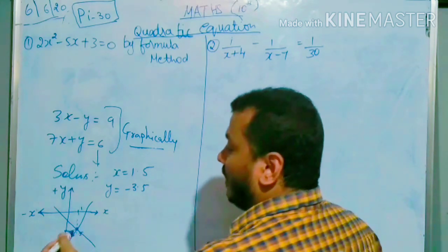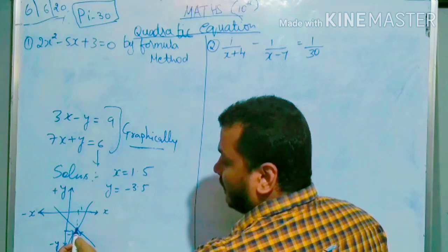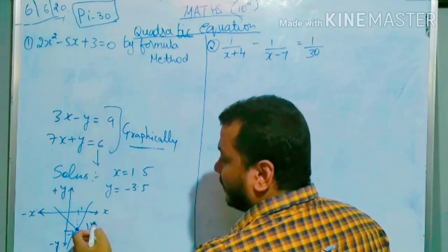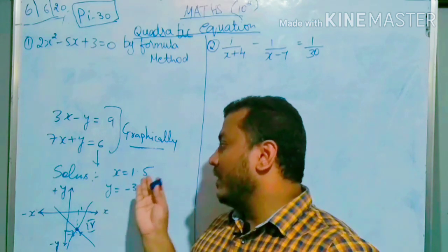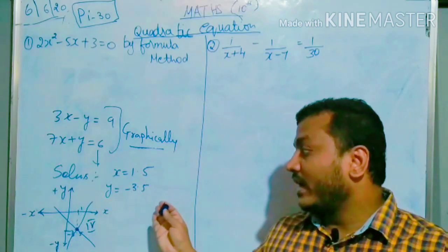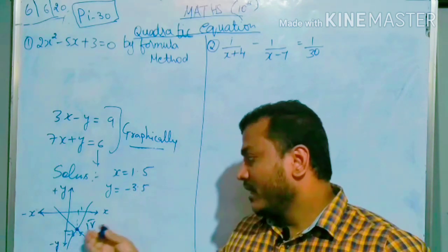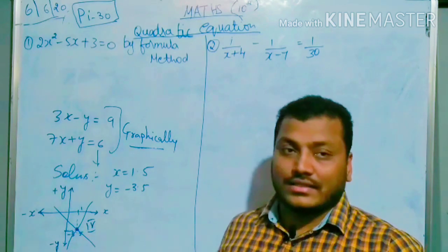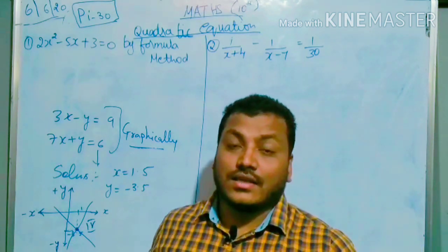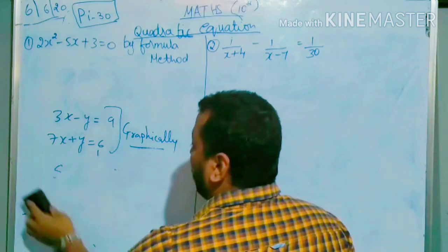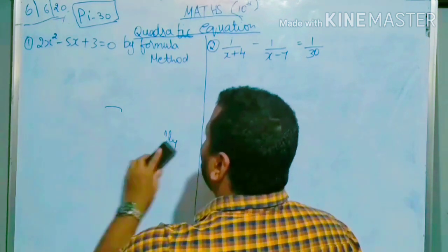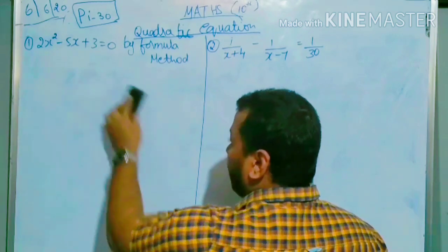Means somewhere your graph will intersect at a point like this, here in the fourth quadrant. If you had solved it, you would have got that answer: x is equal to 1.5, y is equal to minus 3.5, and the graph will intersect somewhere like this. So this was the previous classes, and I gave one question for the homework, that was the answer for that one. So today we are going to discuss the quadratic equation.